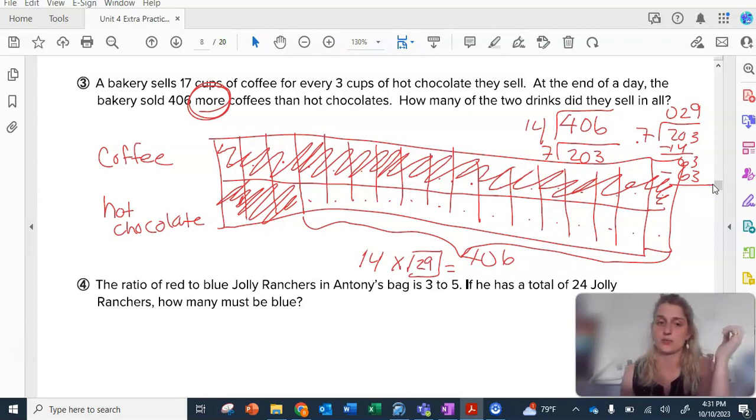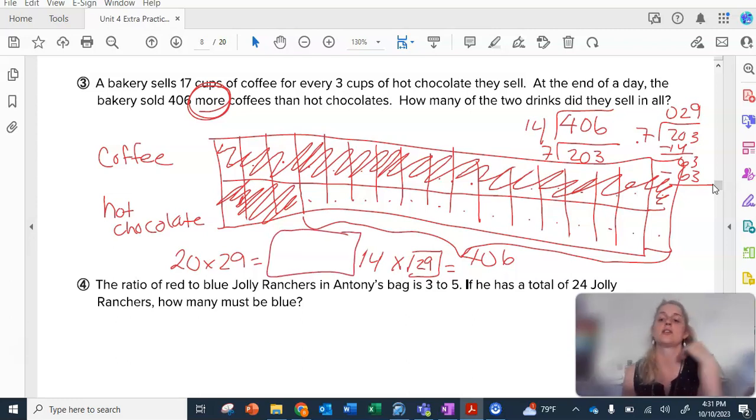Not what I asked you, though. I asked how many of the 2 drinks did they sell in all. That's another way to say in total. So we have 17 plus 3 is 20. So you are going to be doing 20 times 29, and that will give you your final answer of total drinks that they sold.